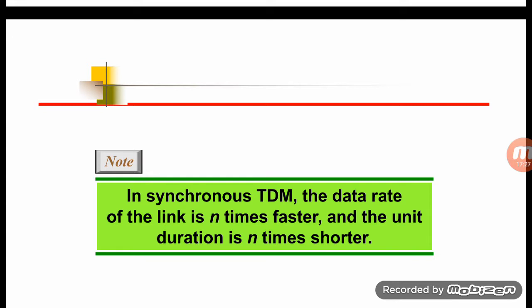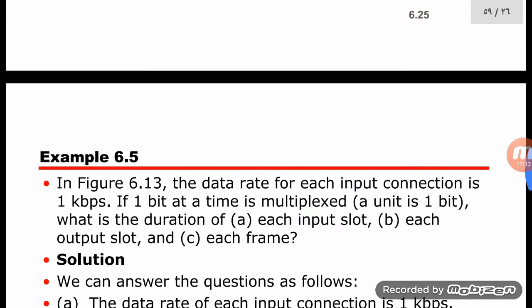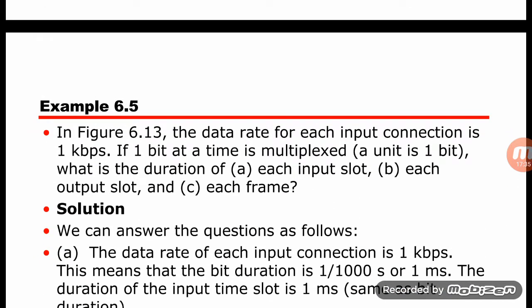Okay, so this is the solution, same thing, but I'm just repeating. The data rate of each input connection is 1 kbps. This means that the bit duration is 1 over 1000, or 1 millisecond. The duration of the input time slot is 1 millisecond, which is the same as the bit duration. The duration of each output slot is 1/3 of the input time slot because you have 3 users, so it is 1/3 millisecond, the way we did it.